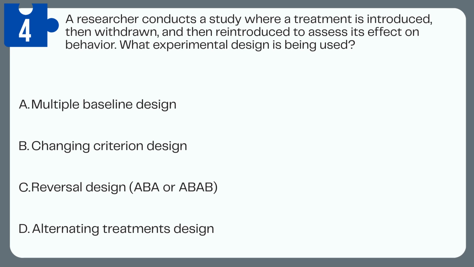Question 4. A researcher conducts a study where a treatment is introduced, then withdrawn, and then reintroduced to assess its effect on behavior. What experimental design is being used? A. Multiple baseline design. B. Changing criterion design. C. Reversal design, ABA or ABAB. D. Alternating treatments design.